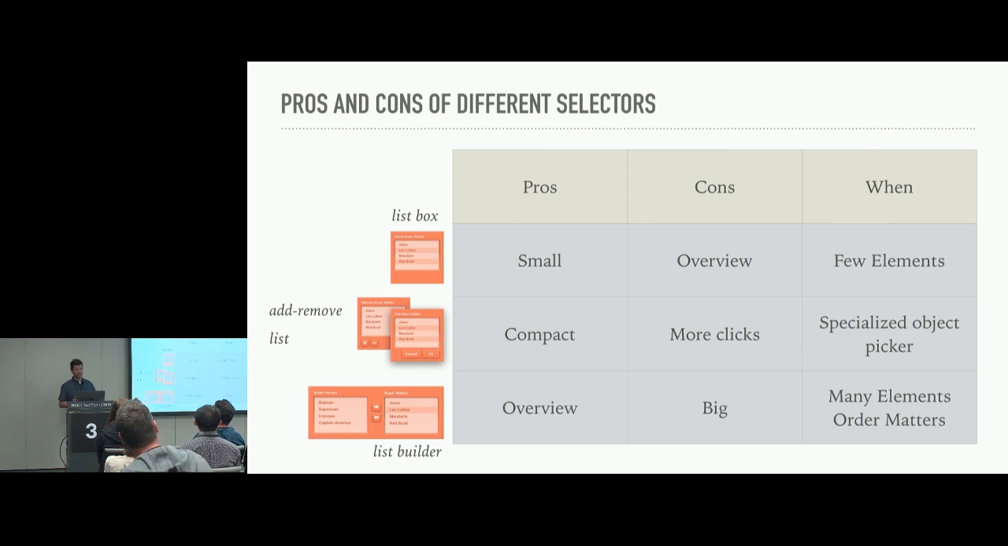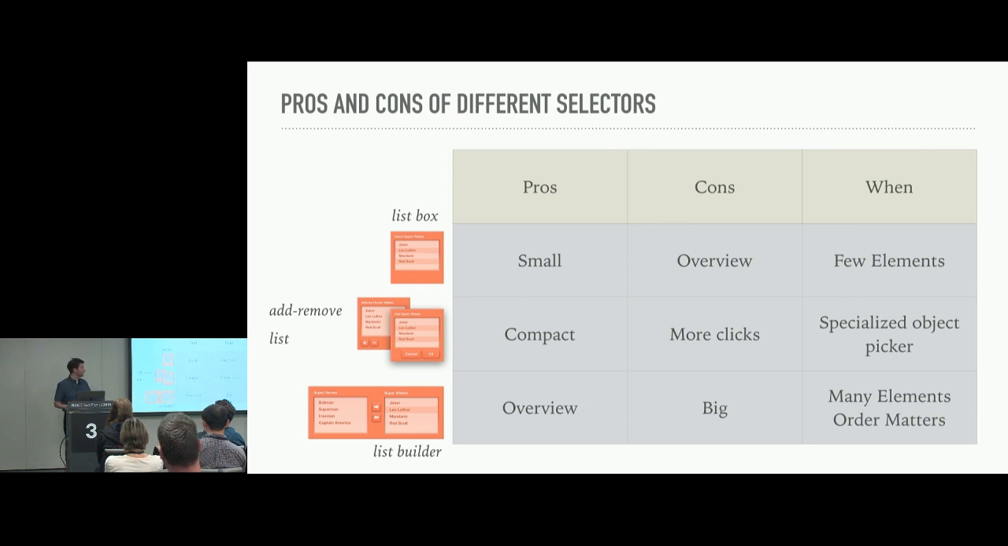The add remove list is compact, doesn't take a lot of space. On the other hand, it requires a bit more mouse clicks to use. One thing that's really good about it, though, is that you can offer specialized object pickers. For instance, if there are files, you can show a dialog with a hierarchical view where you can pick things. And then we have the list builder at the bottom here. It gives you a great overview over what is selected and what are your selectable items. The bad thing, of course, is it's big. It takes a lot of space.